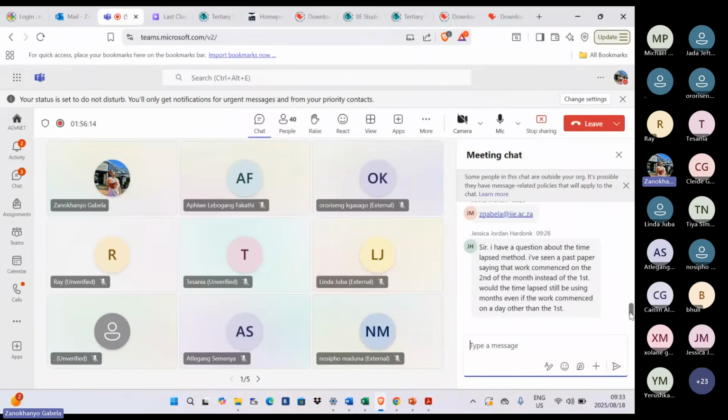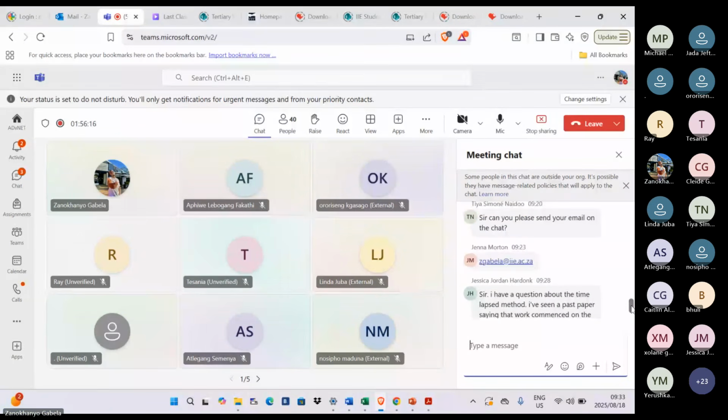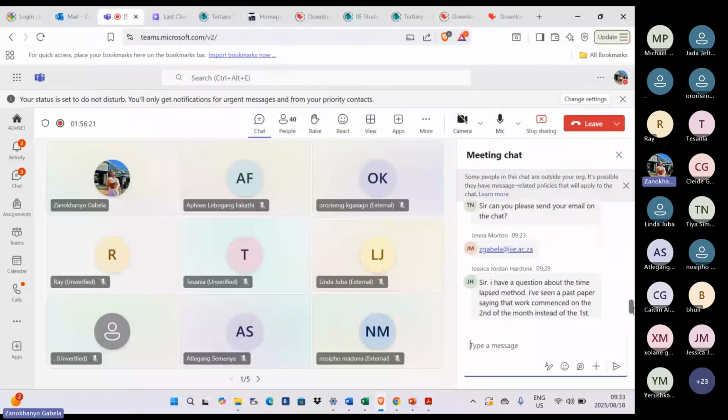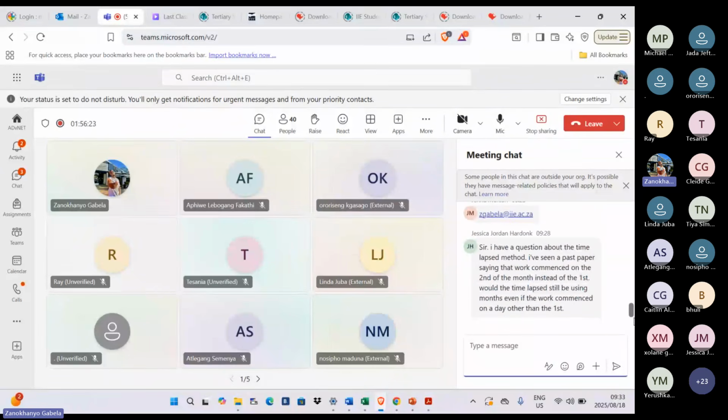Right. Let me check if there are any questions regarding this. Thank you. About the time lapse method, I've seen a past paper saying the work commenced on the 2nd of the month instead of the 1st. Would the time lapse still be months even then?